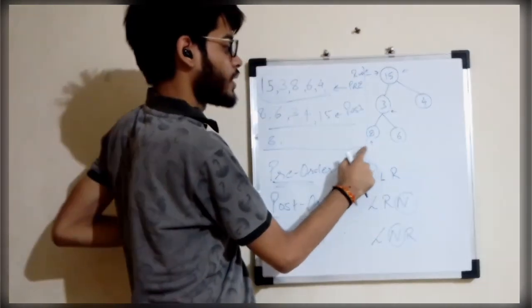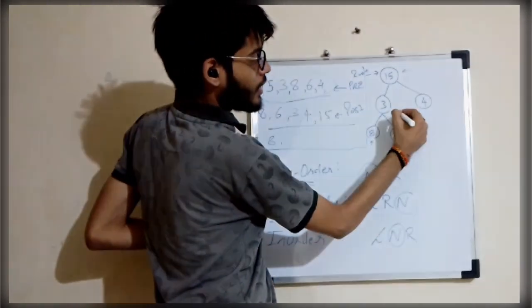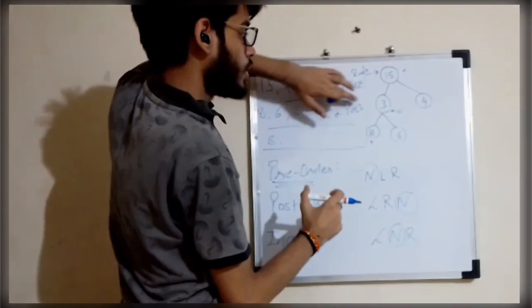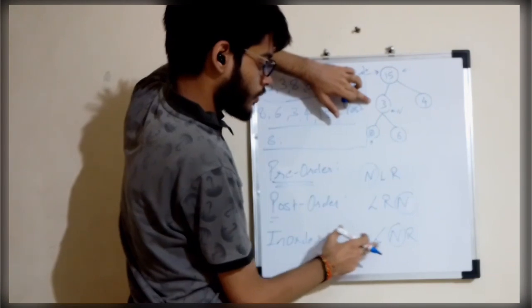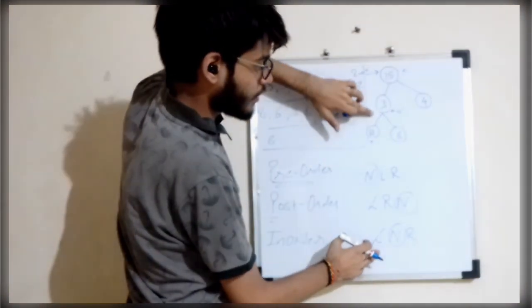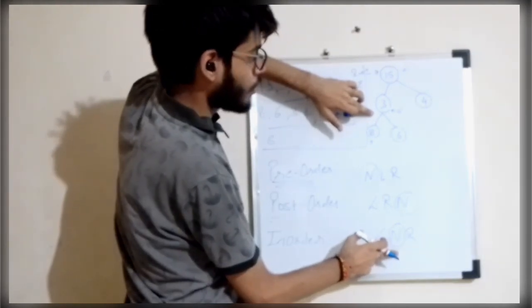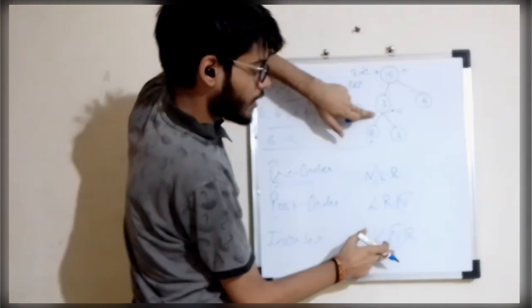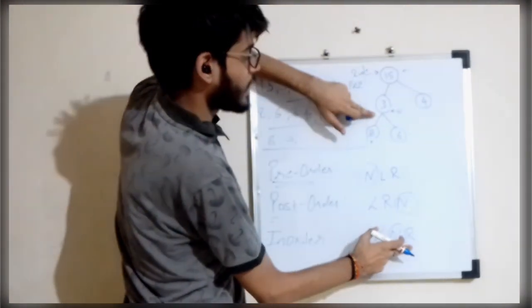So what it will do? It will return back to 3. Now 3 becomes our node. So for 3, we can have a look at what we have done. We have visited the left side of 3. Now we have to print the node, which is 3. After printing the 3, what we have to do? We have to visit the right side of 3.